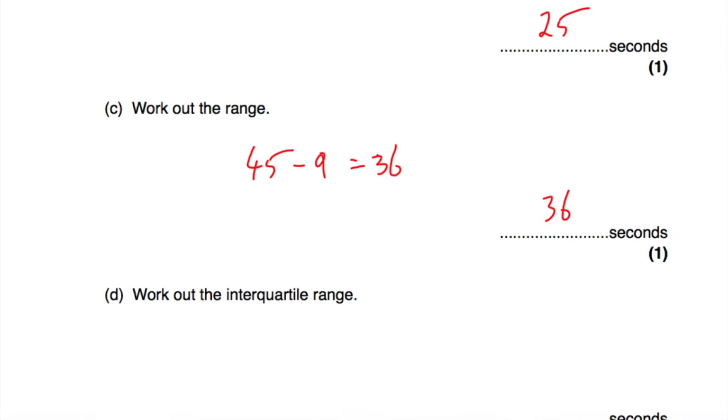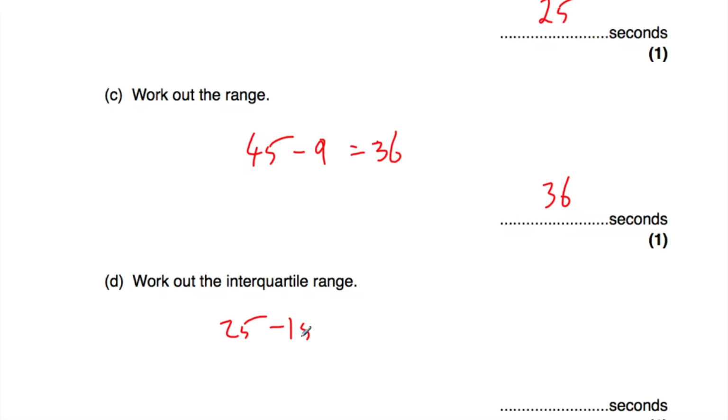And that's it. So 10. 25 take away 15 is equal to 10. And that's it.